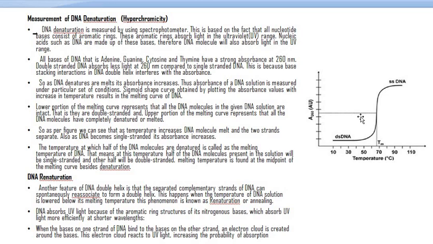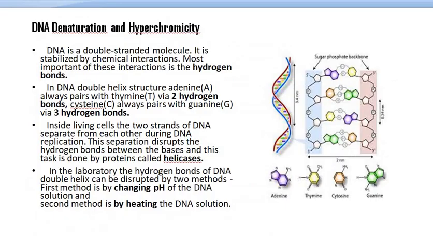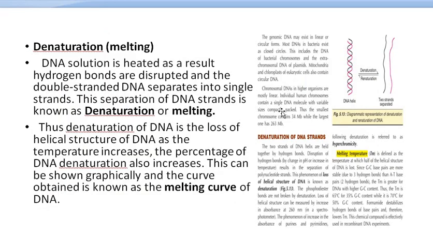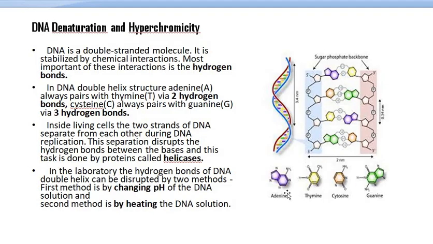Generally, the double helical structure of DNA will absorb UV light at 260 nanometer. That is called DNA absorption. This is because of the pi electron clouds present in the aromatic rings of A, T, G and C, that is adenine, thymine, cytosine and guanine. All these bases are present in the central part of the double helical DNA.